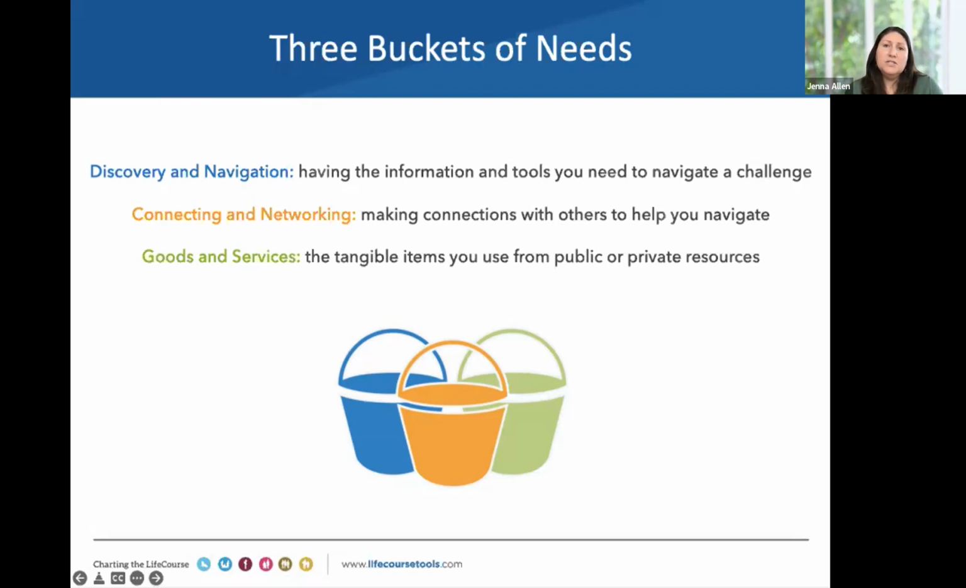But sometimes needs can just be something like connecting and networking, talking with other people who have been in a similar situation or who might have particular knowledge or experience that could be helpful for me as I navigate through my life. Could also be other types of discovery and navigation. So, looking at information, resources, learning about different options that are available or different ways of doing things. So just keep that in the back of your mind too, when you're thinking about different types of ways to meet your needs or the needs of somebody that you're assisting.